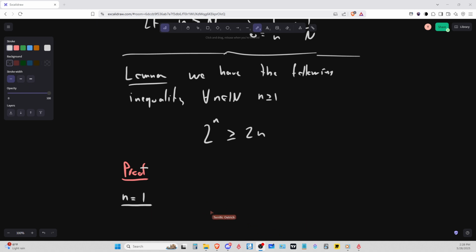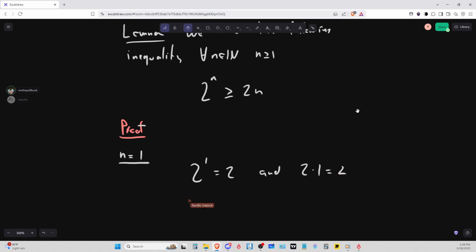So in the case n is equal to 1, we have 2 exponent 1, which is just 2, and on the other side we have 2 times 1, which is also 2. So maybe I can just write that: 2 exponent 1 is equal to 2, and 2 times 1 is 2. Well, actually we even have equality in that case, but let's write it like that, even though we have an inequality.